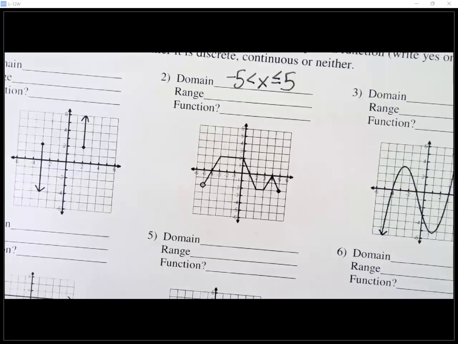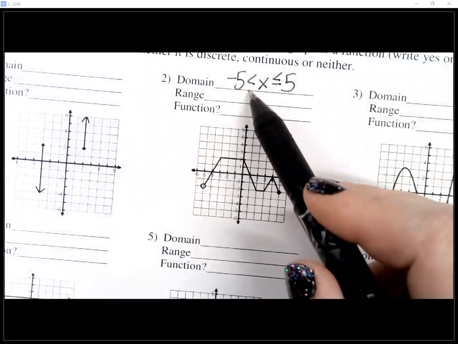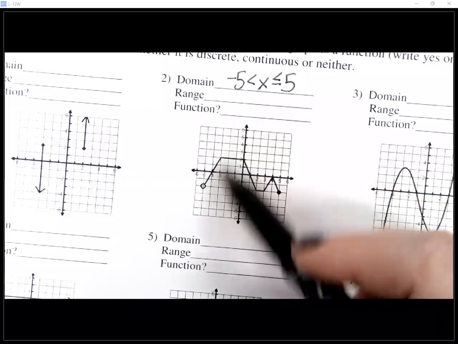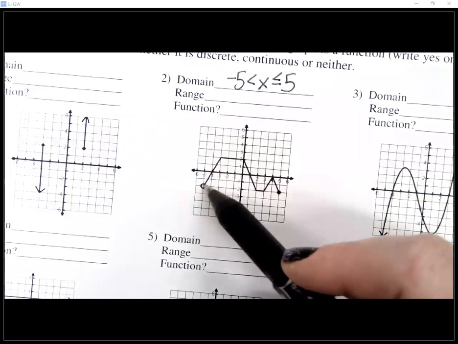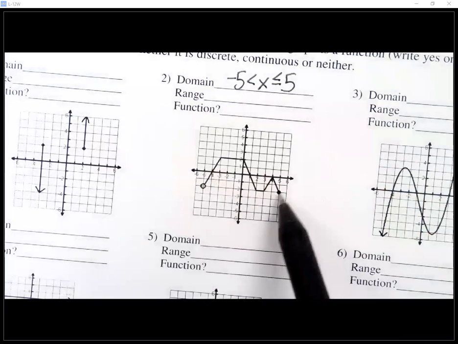Okay, so here is my domain for that one. Notice I don't have the or equal to bar right there because it's filled in. So I don't actually have an X value at -5, but I have everything greater than -5 until I hit +5.